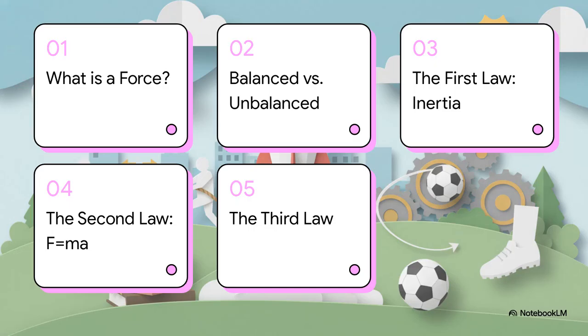So here's our roadmap. We're going to follow the same path of discovery that Galileo and Isaac Newton took. We'll start with the basics. What even is a force? Then we'll look at what happens when forces are balanced or unbalanced. And from there, we're diving into each of Newton's 3 legendary laws of motion to see exactly how they cracked the code. Okay, let's get into it.